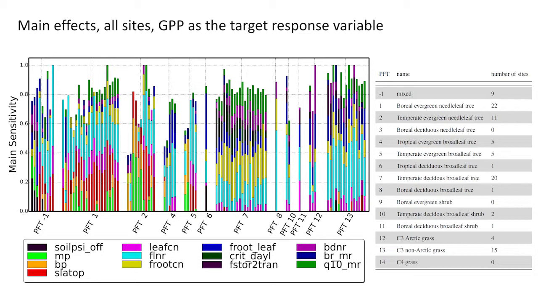I'll spend just 1 minute looking at this, which is to take all of those 96 sites. They're sorted now by plant functional type, and just for example, plant functional type 7 here is the temperate deciduous broadleaf tree, so lots of those. We've measured plenty of those. This is a C3 grass in PFT 13, and what this is showing is all of the parameters that showed up as significant above a certain cutoff at any of these sites.